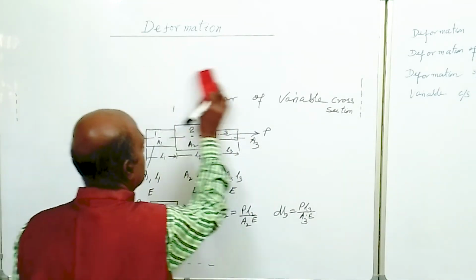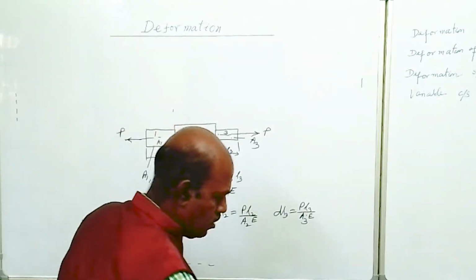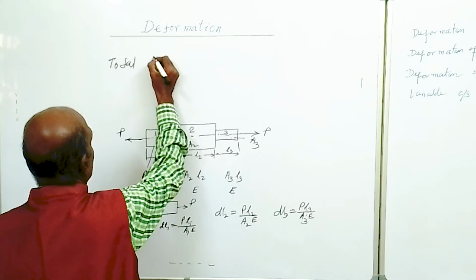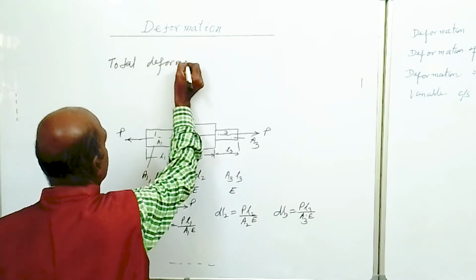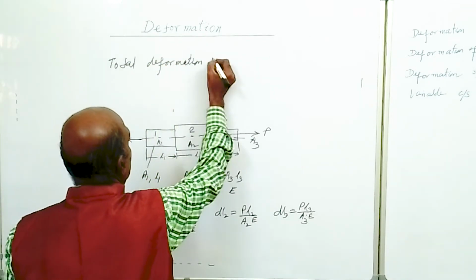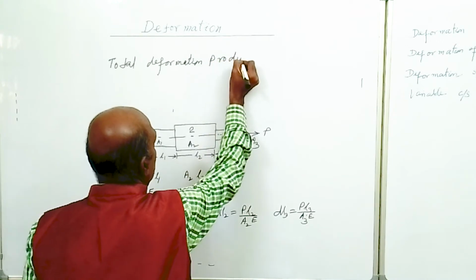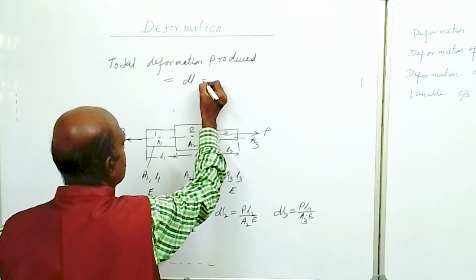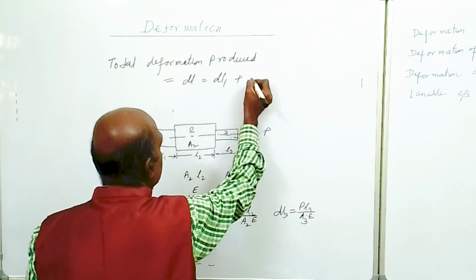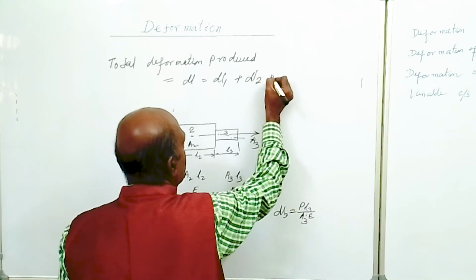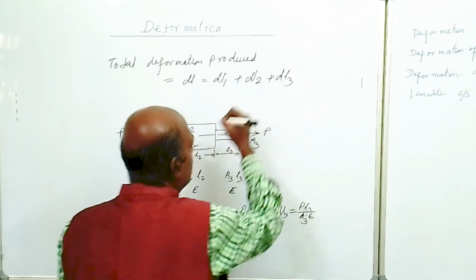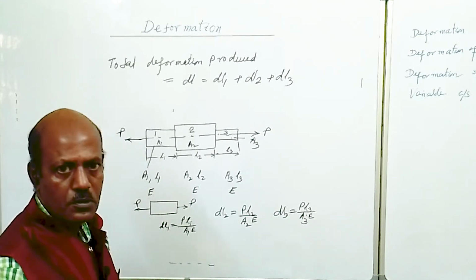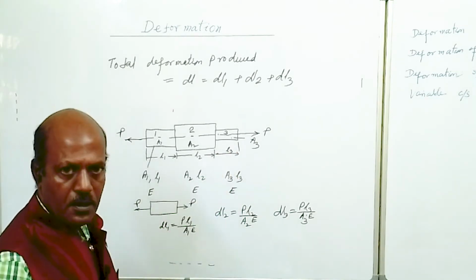So total deformation of the bar, total deformation produced is given by say dl is equal to dl1 plus dl2 plus dl3. The sum of deformations of all the sections will be the total deformation produced in the varying bar.